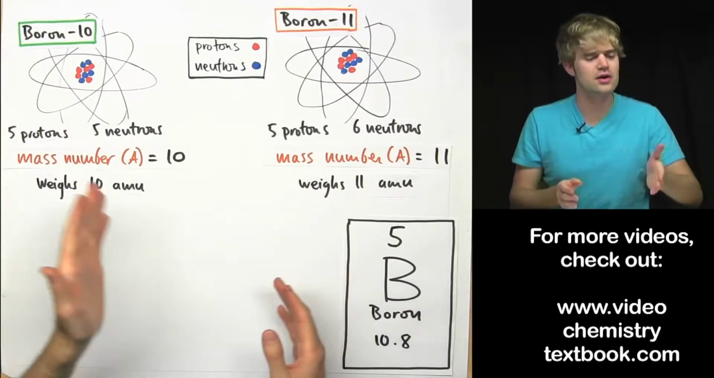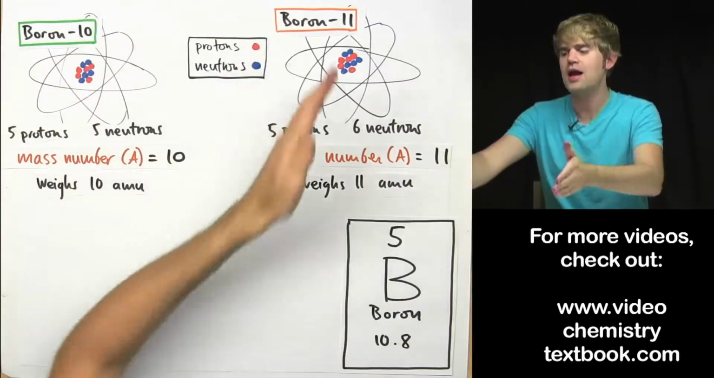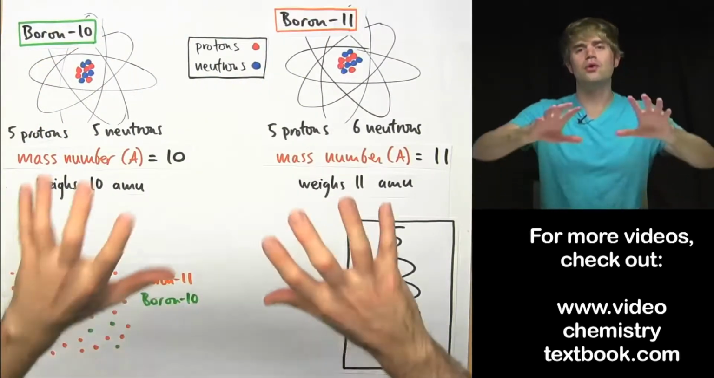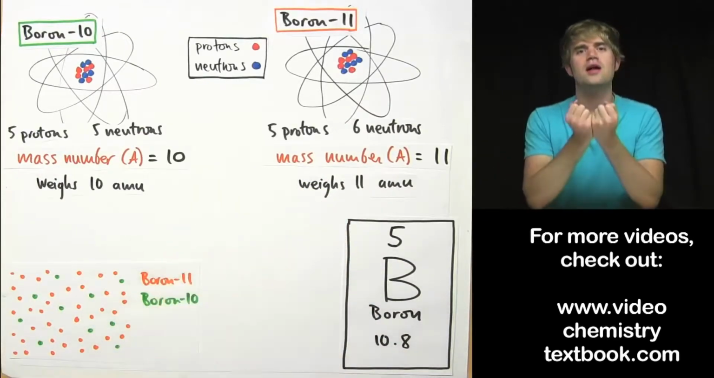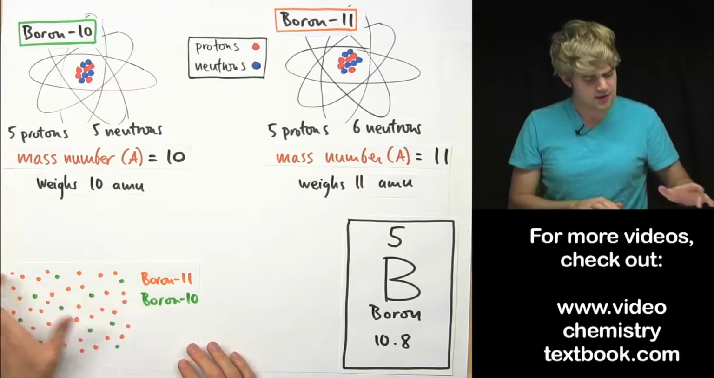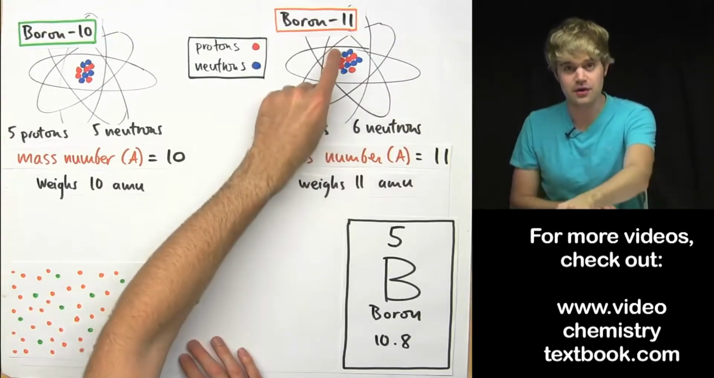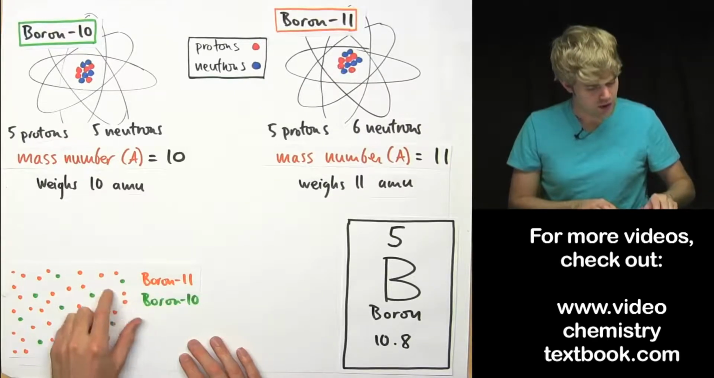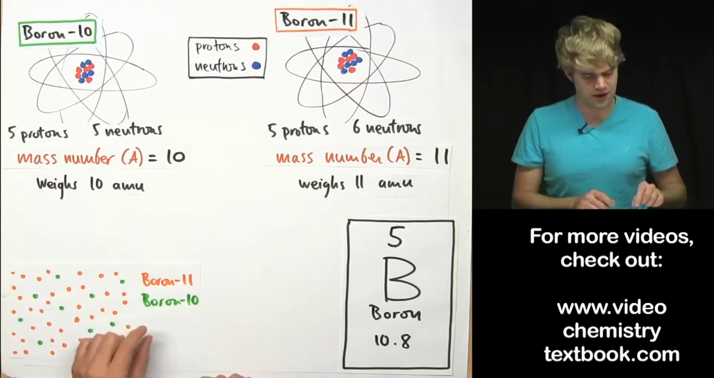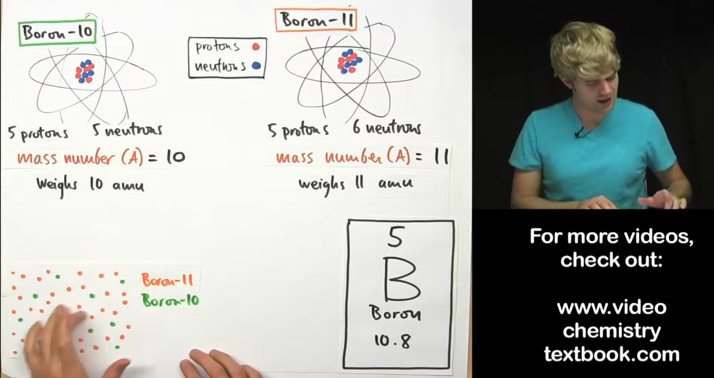Now the thing is, there is not an equal number of boron 10 atoms and boron 11 atoms. In fact, if we pulled 50 boron atoms at random and represented them here, we'd see that the majority of the boron atoms are boron 11, which I'm indicating with little orange circles here. Most of them are boron 11, and only a small minority of them are boron 10 atoms.